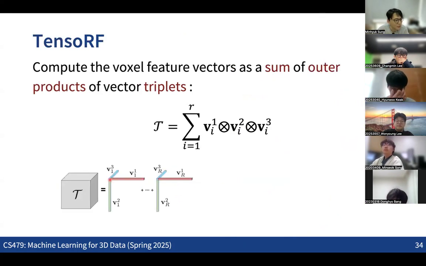So like this, for each dimension here, we are defining a single one-dimensional vector, and taking the outer product of those three, we can do a low rank approximation. So we can take the sum of multiple outer products of the vector triplets in terms of doing the low rank approximation.